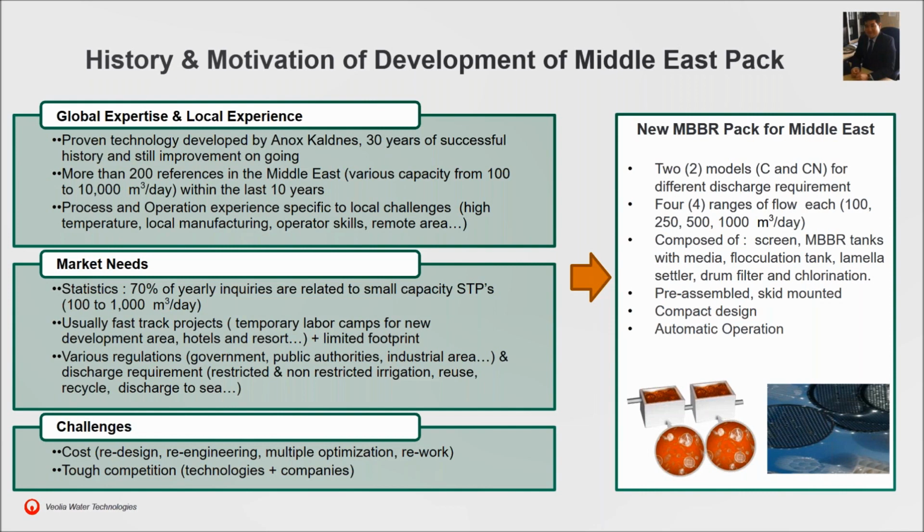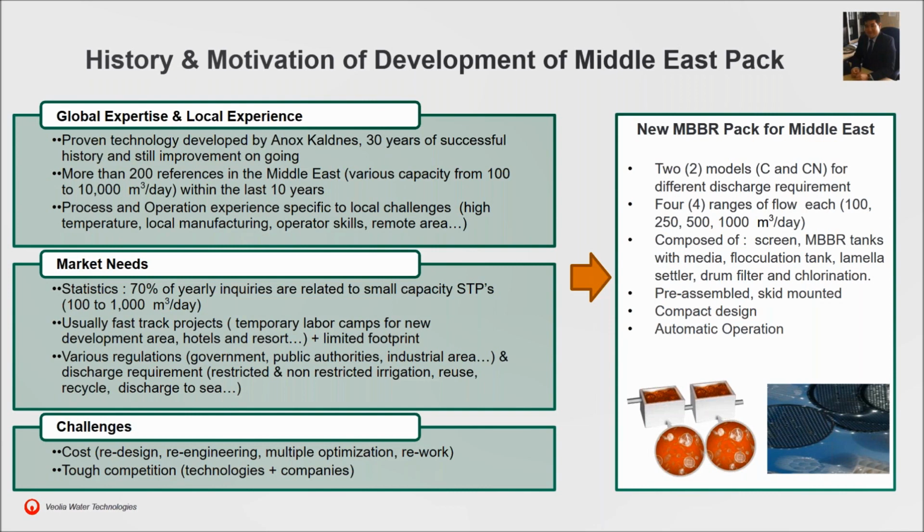Statistically, we receive many inquiries yearly, but 70% or more of the inquiries are related to small capacity STPs, from 100 to 1,000 cubic meters per day. And that's logical because it's not every day that you build a huge plant. Now, these small STPs are usually fast-tracked because they are for temporary labor camps, new development areas, resorts, hotels, university campuses, etc. They also have limited footprint. And finally, they have to cope with various regulations: government, public authorities, industrial areas, semi-private, etc.